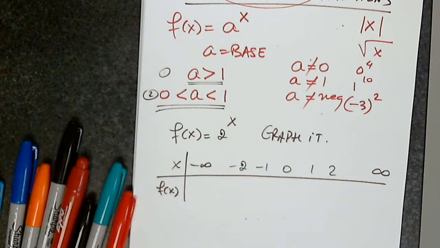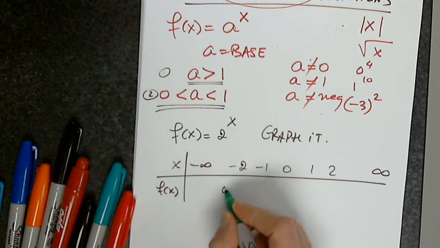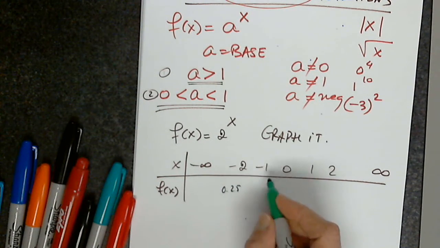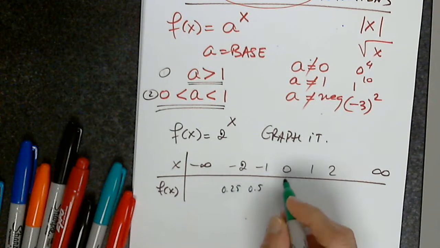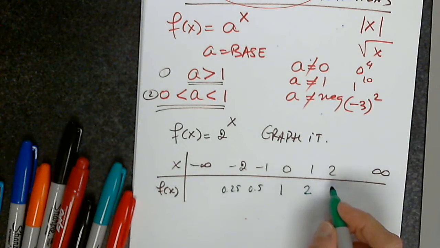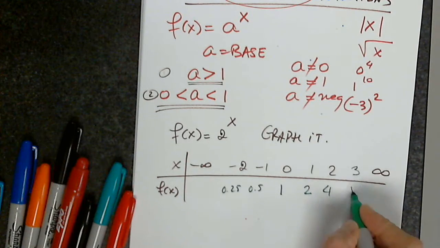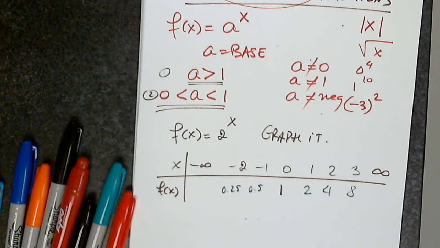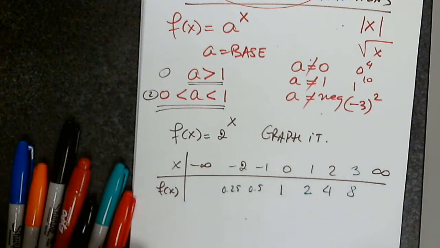So the first one, -2. For -2, I get 0.25. For -1, I get 0.5. For 0, I get 1. For 1, I get 2. For 2, I get 4. And for 3, I get 8. So I put those values in my chart. And now I'm ready to graph it.